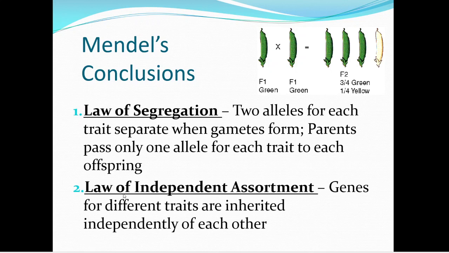He also discovered the law of independent assortment. That means genes for different traits are inherited independently of each other. That means all genes are random; they go in their own order. You may learn as you get up higher in biology that this doesn't always happen. We do have some that we'll talk about, like X-linked traits, but most of the time it is independent assortment.